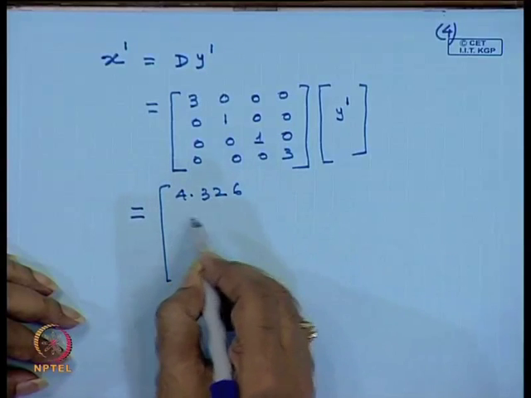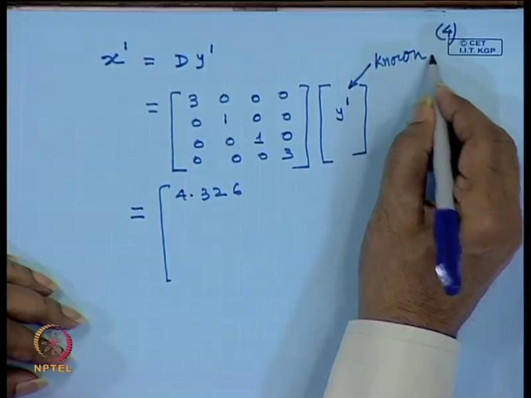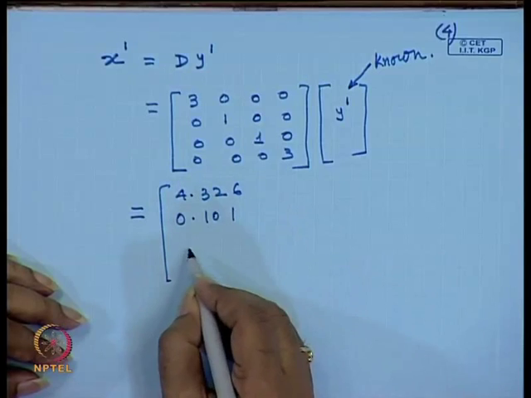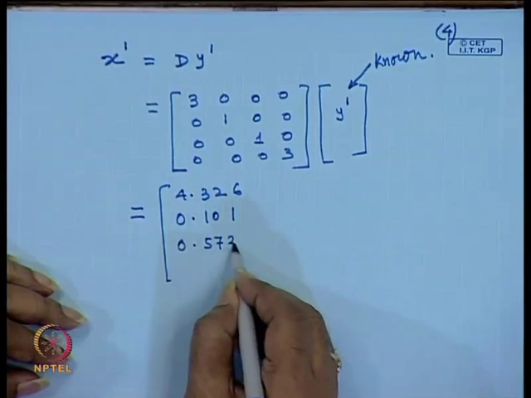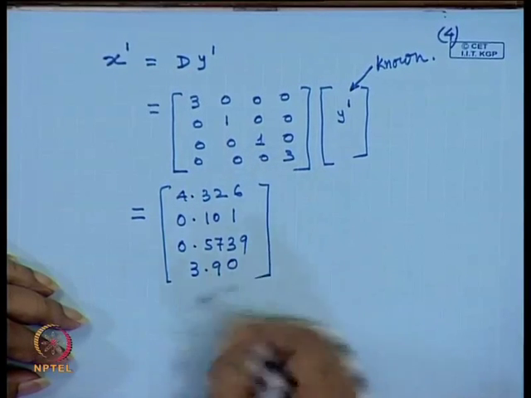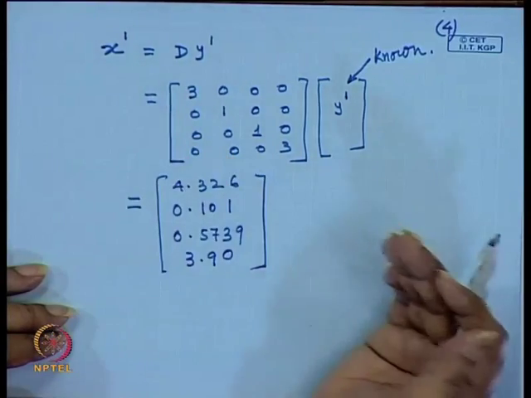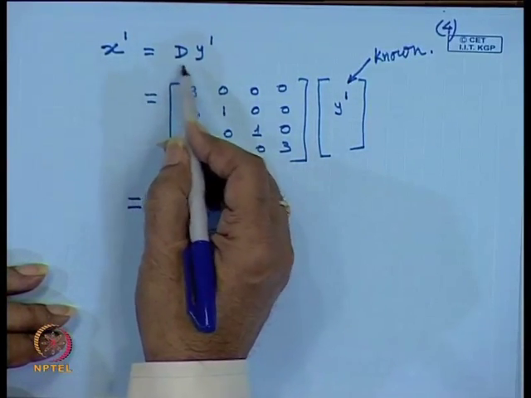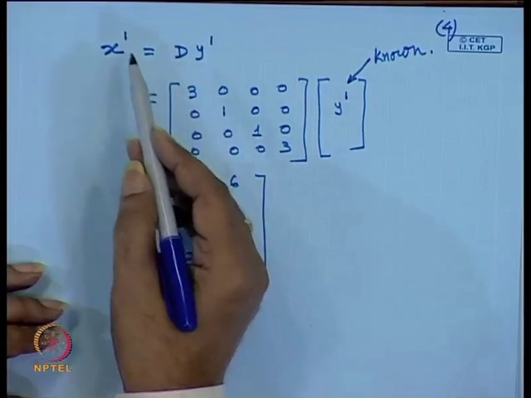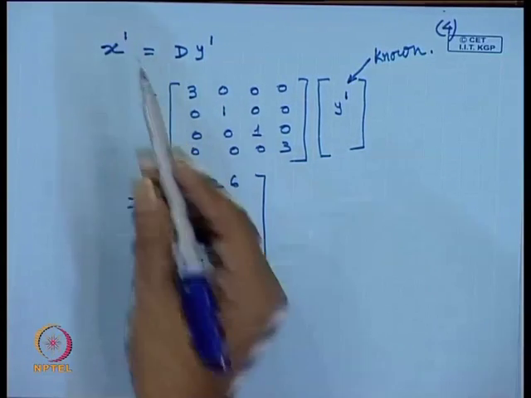4.326, 4.36, 0.01, then 0.5739, then 3.90. These values are known. So in the original problem, with the D operation, that means with the scaling matrix D, we are back to our original problem with the decision variable x of 1.